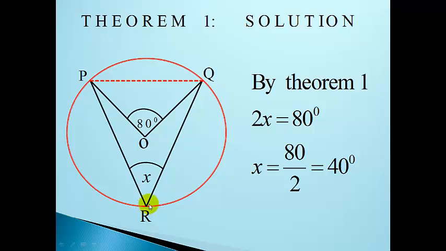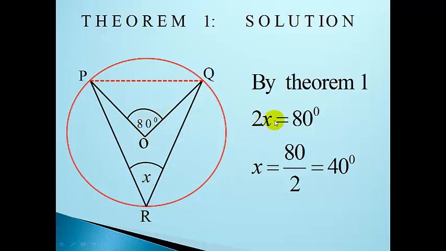Now, by theorem 1, we know that when we multiply the angle that the chord PQ subtends at the circumference by 2, we get the angle that the same chord PQ subtends at the center. That is, the angle that the chord PQ subtends at the center of the circle is equal to 2 times the angle that the chord PQ subtends at the circumference. That means that 2 times x is equal to 80 degrees.